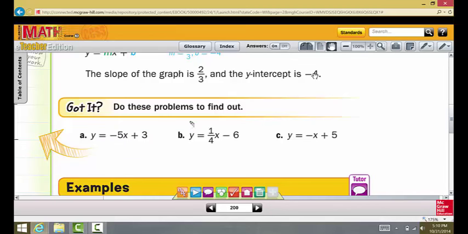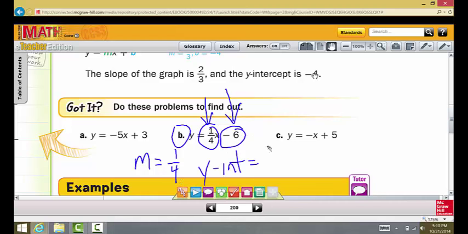When it comes to letter B, again, we are looking for our slope and our Y-intercept, which are found right here for slope and right here for Y-intercept. So our slope, M, equals 1/4. And our Y-intercept equals negative 6.